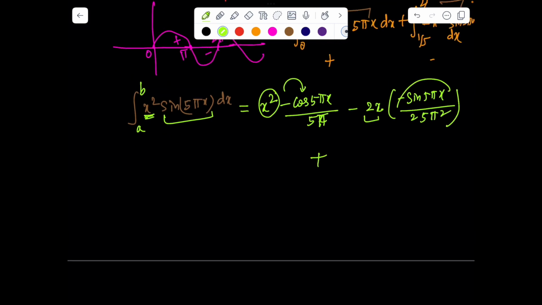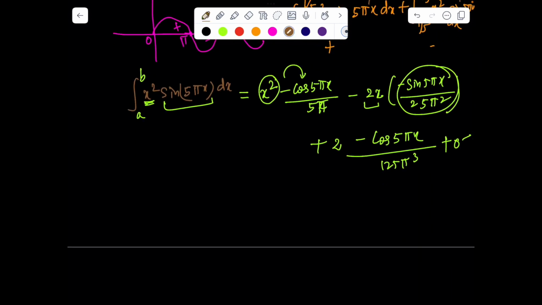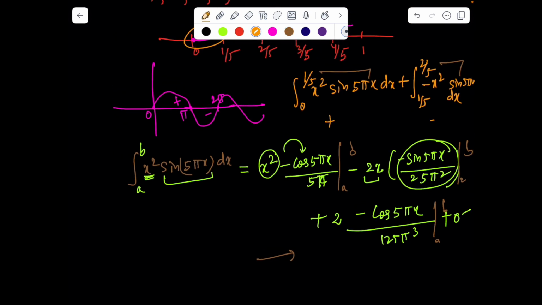Again plus, I differentiate first and integrate the remaining: that differentiation will give 2, and the integral of sine is again minus cos 5 pi x, and that's going to be 125 pi cubed, and now the differentiation of 2 will be 0, and so on. So this will be the integral, and now we can evaluate this expression from a to b. This is how I am going to use integration by parts in this problem. I hope once you have understood the feel of the problem, it's not very difficult to conclude from here.